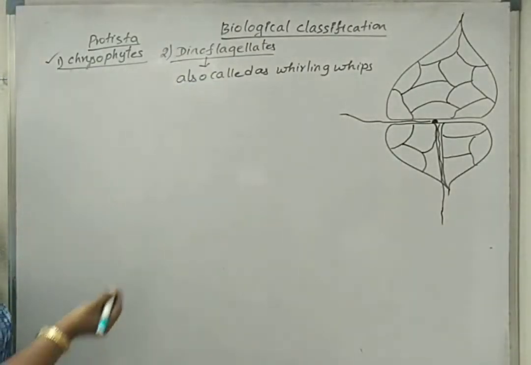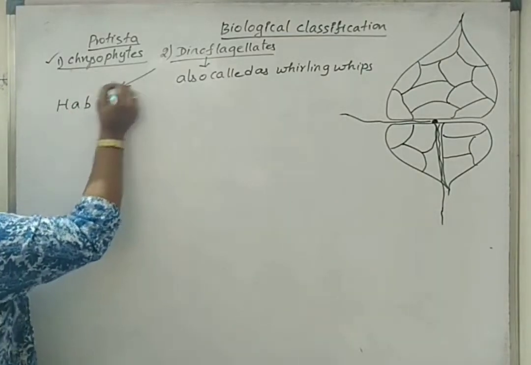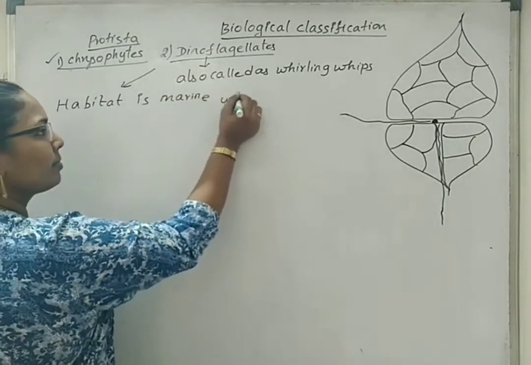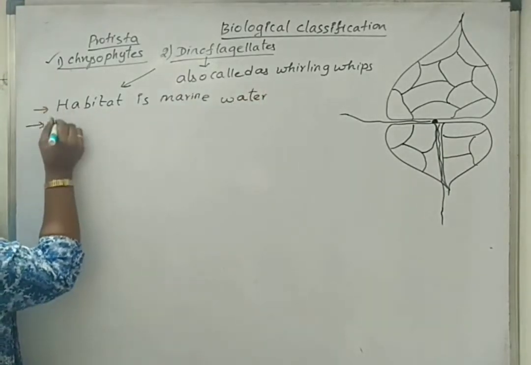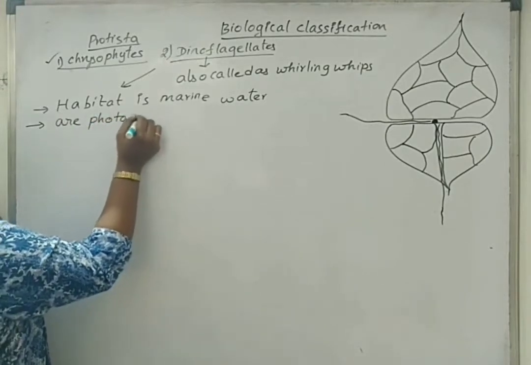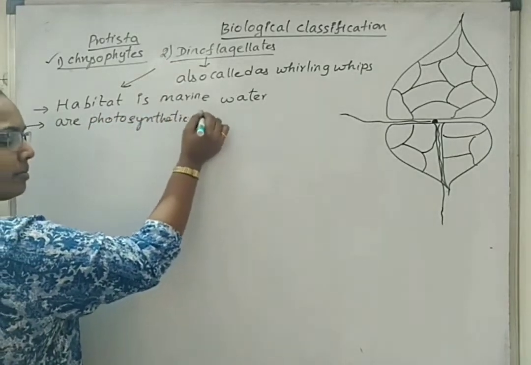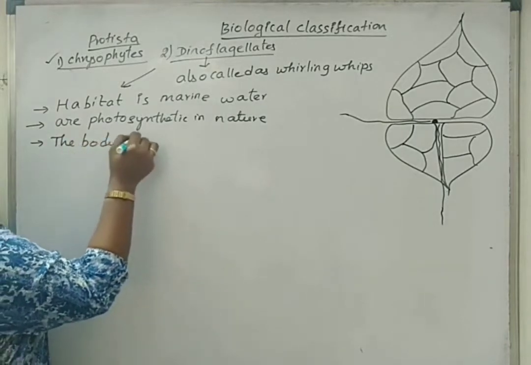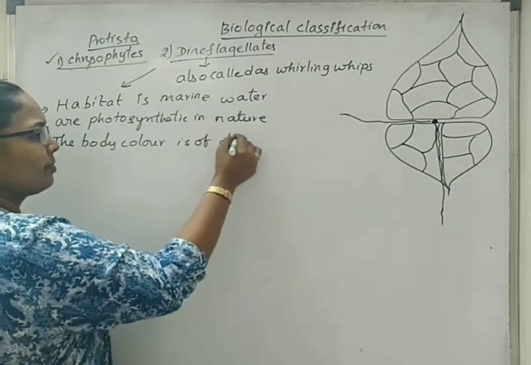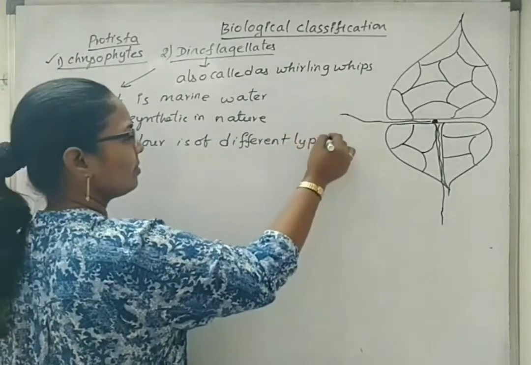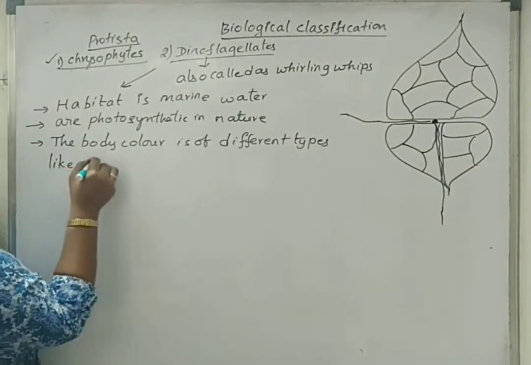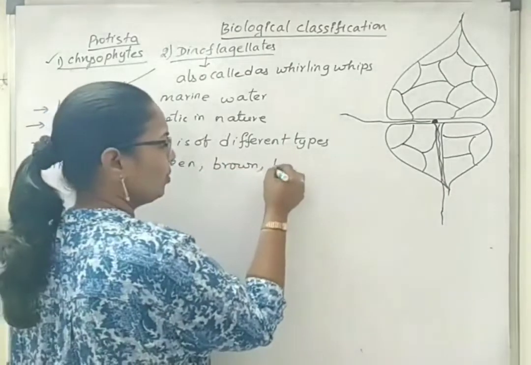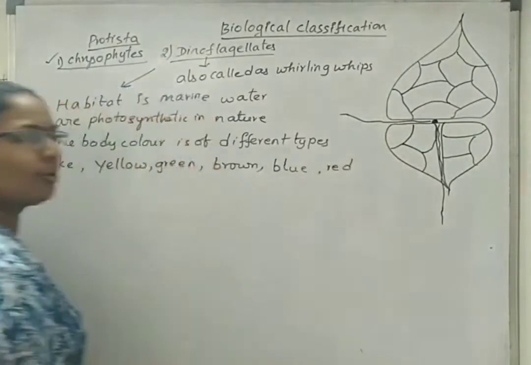The habitat of these dinoflagellates, the place where they natively live, is marine water. Next, dinoflagellates are photosynthetic in nature, meaning they do photosynthesis. The body color is of different types, like yellow, green, brown, blue, or red, based on the pigment.